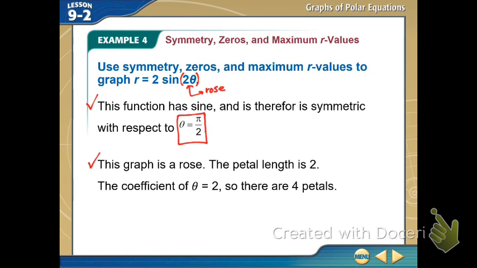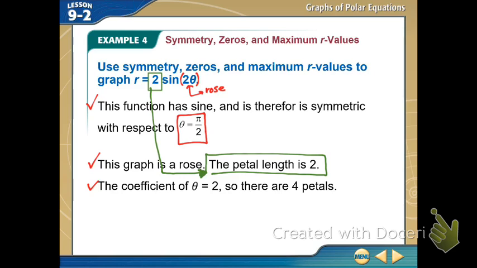Second, this is a rose, right? And the leading coefficient of the graph, right here, is going to correspond to the petal length, right? So these two things go together. And then lastly, the coefficient of theta was 2, which is an even number, and so therefore there are going to be 2 times 2, or 4 petals.